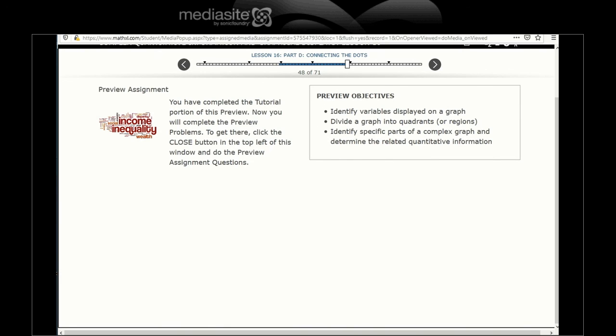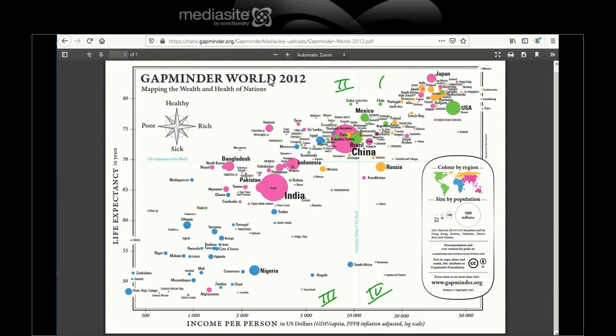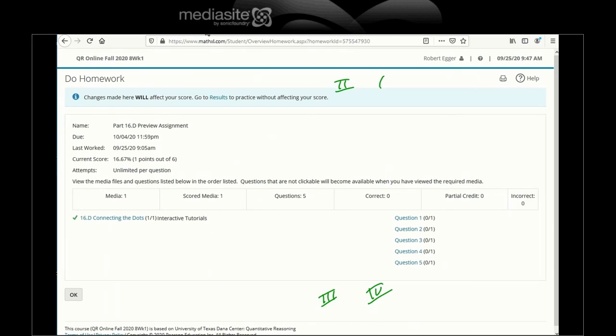So with that, that is connecting the dots. Get the dots. Connecting the dots. Get it? Okay, poor joke.